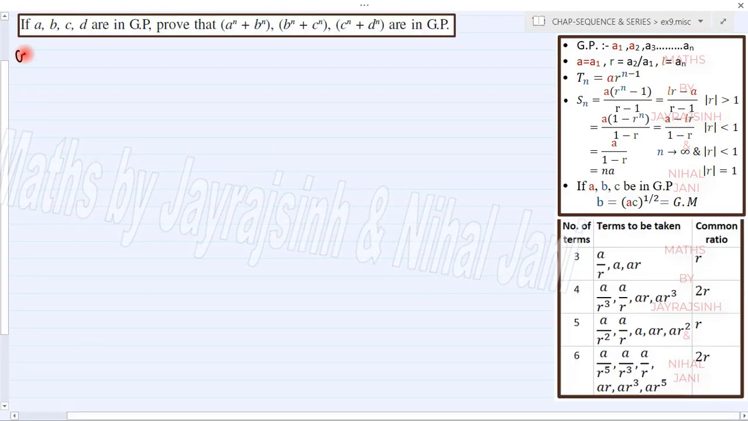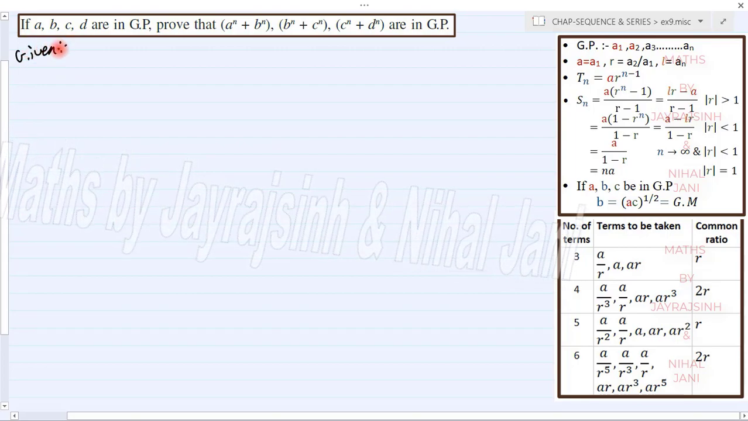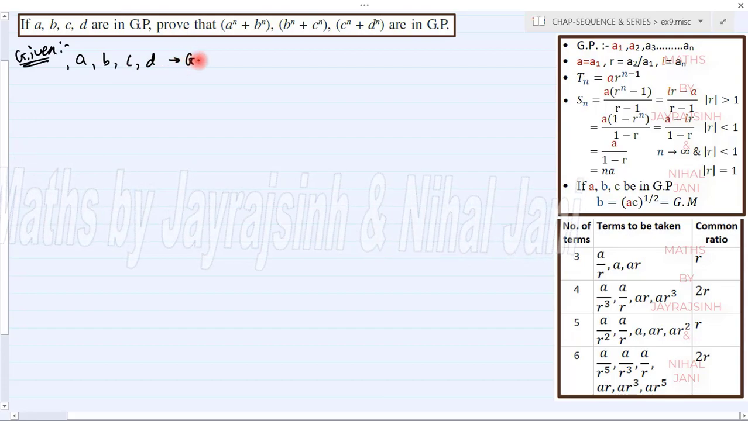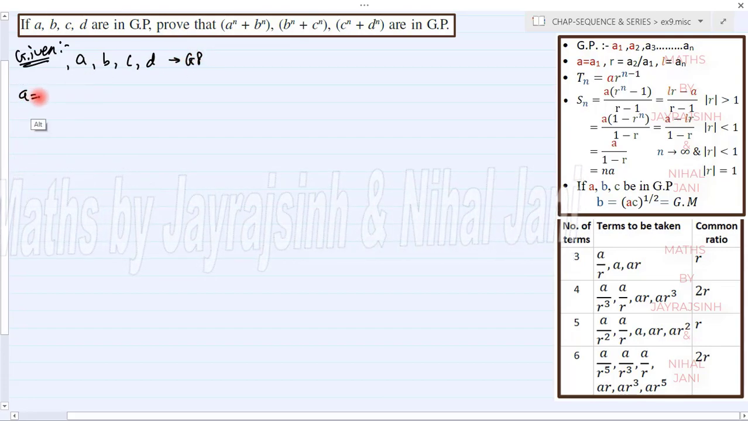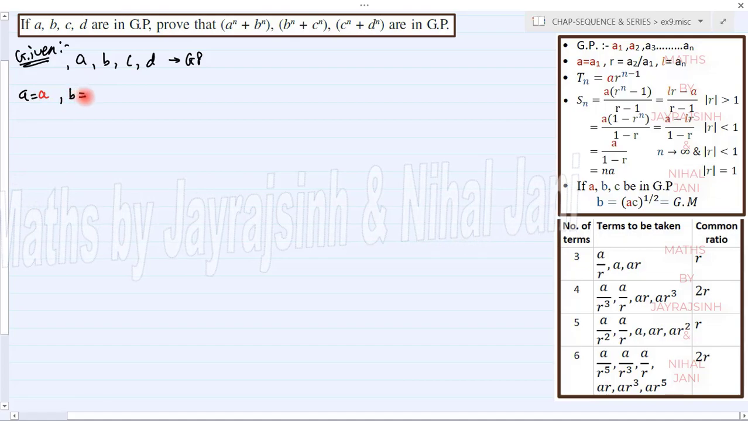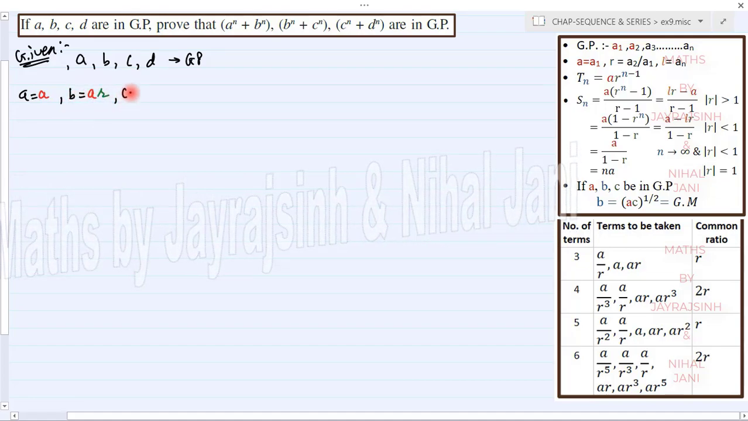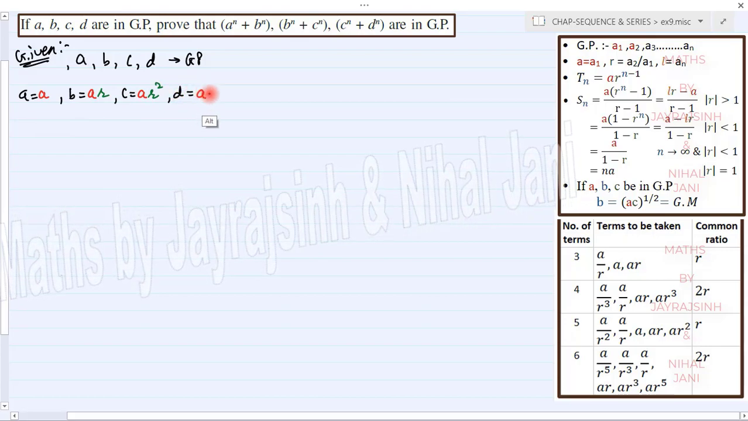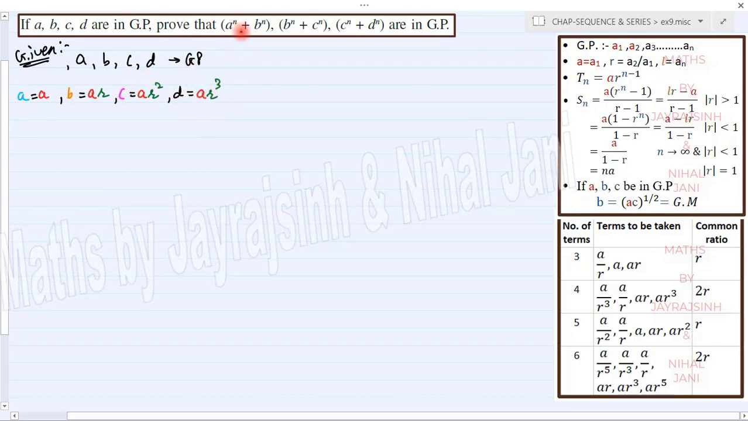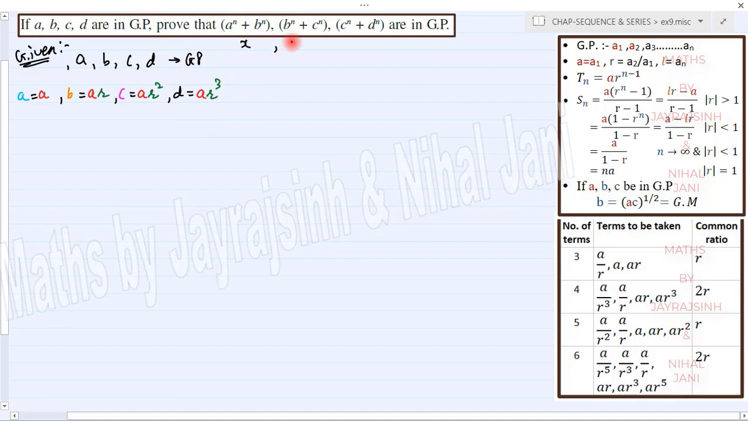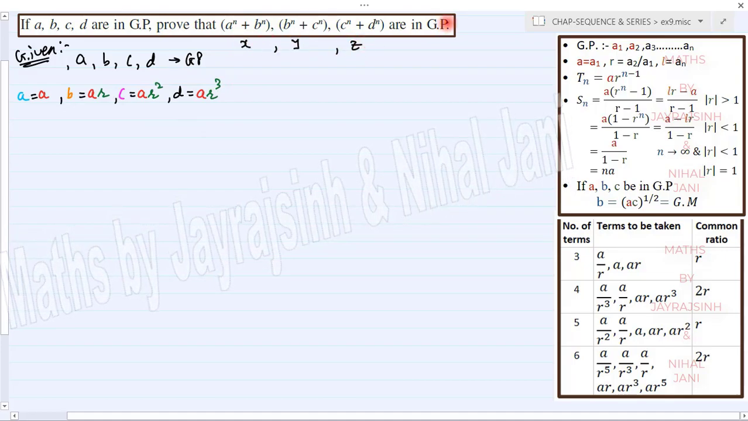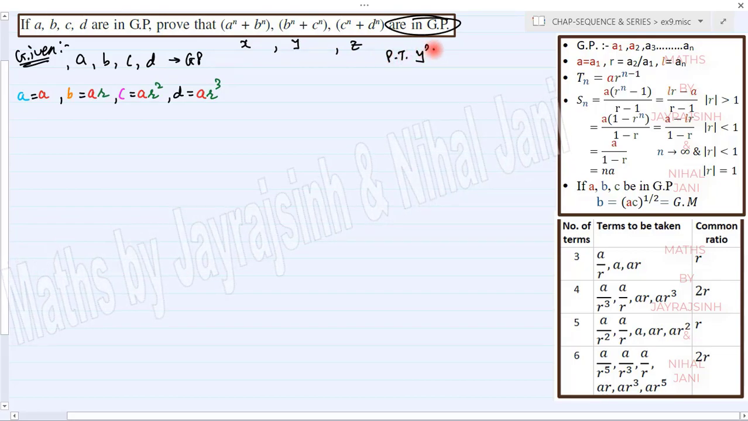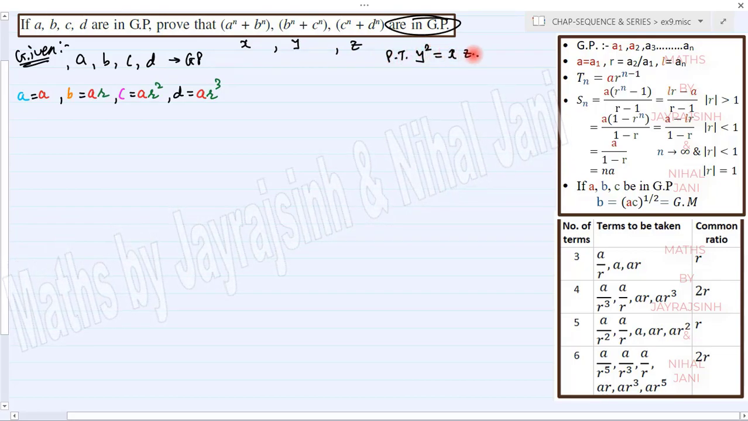In this question, it is given that A, B, C, D are in GP. So we can consider A as the first term of the GP and R is the common ratio. So we can convert A, B, C, D in terms of A and R. Now we have to prove that your X, Y and Z are in GP. That means we have to prove that your y square is equal to xz.